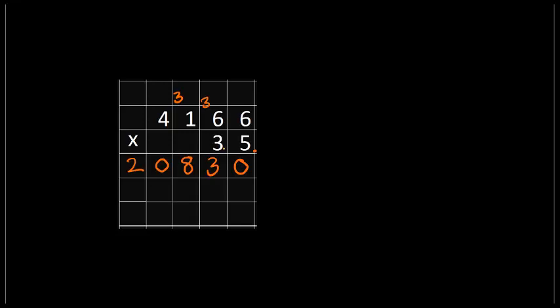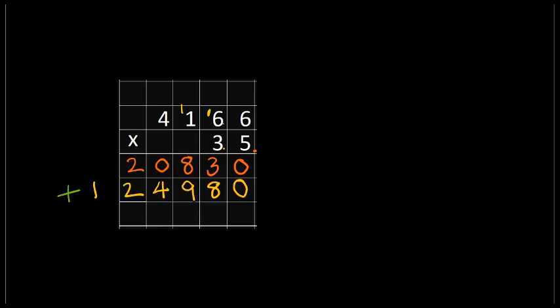Let's multiply by 30. So I'm going to write the 0 because it's 3 tens. 6 times 3 is going to be 6, 12, 18. So it's 8, carry the 1. 3 times 6 is going to be 18. Plus 1 is 19. So that's 9, carry the 1. 3 times 1 is 3. Plus 1 is 4. And 3 times 4 is 12. So I write it out like that.